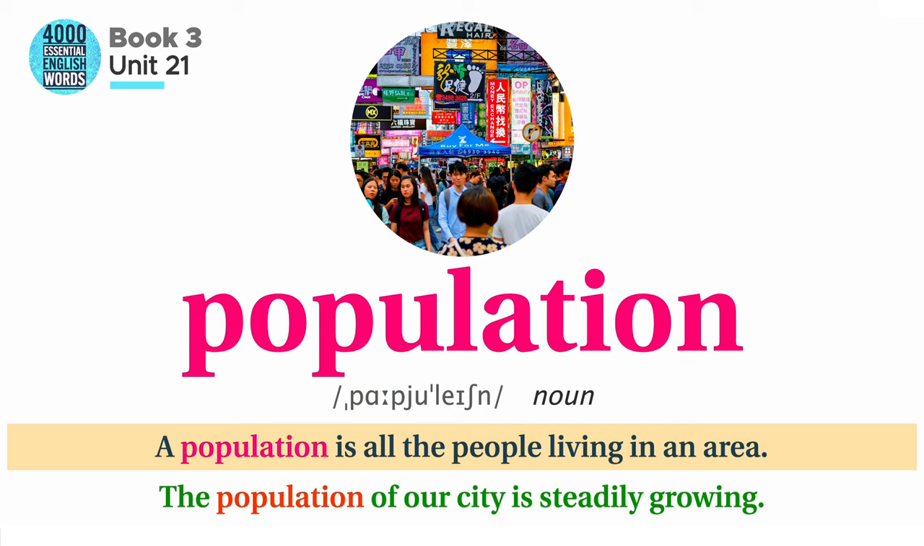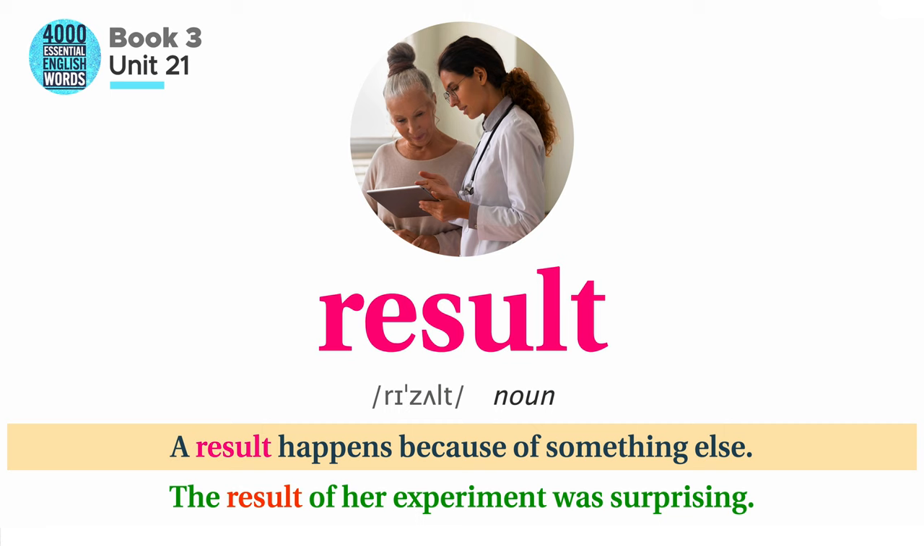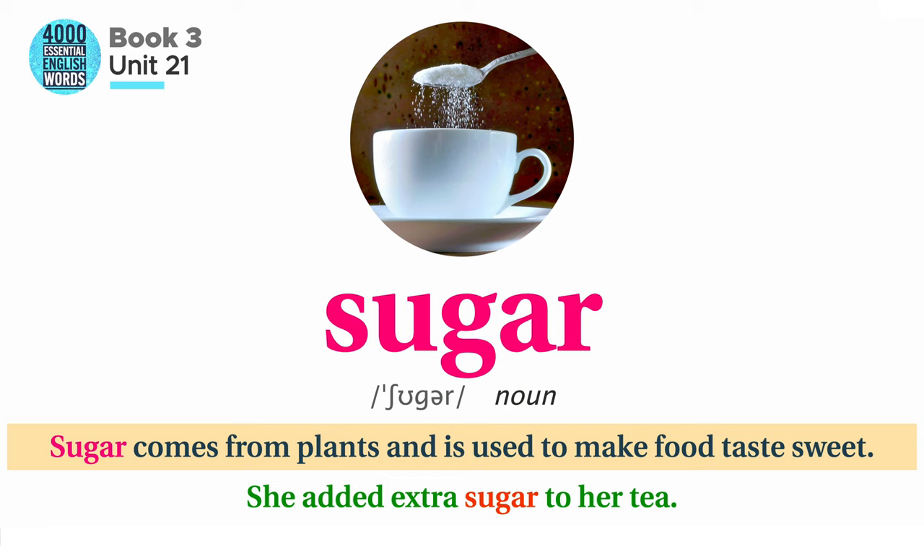Result. A result happens because of something else. The result of her experiment was surprising. Sugar. Sugar comes from plants and is used to make food taste sweet. She added extra sugar to her tea.